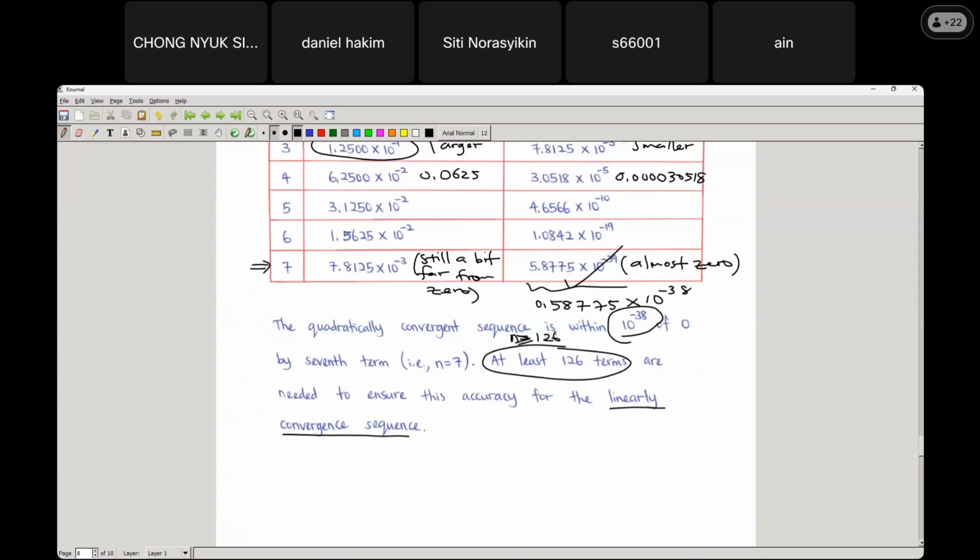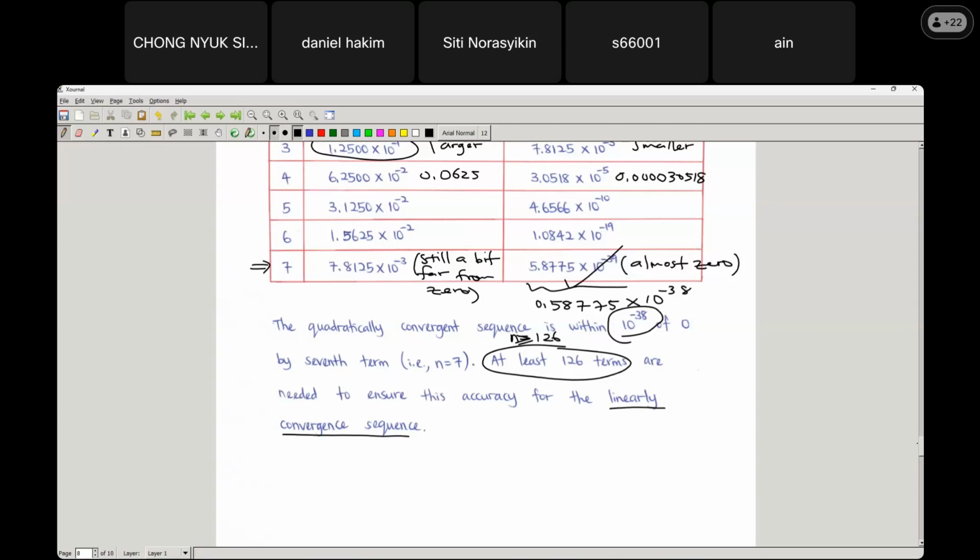Now, this does not happen all the time; it depends on the value of your convergence. So you need to create a table in order for you to make a conclusion. So this is the meaning of the order of convergence and the fast convergence thing that we have discussed.